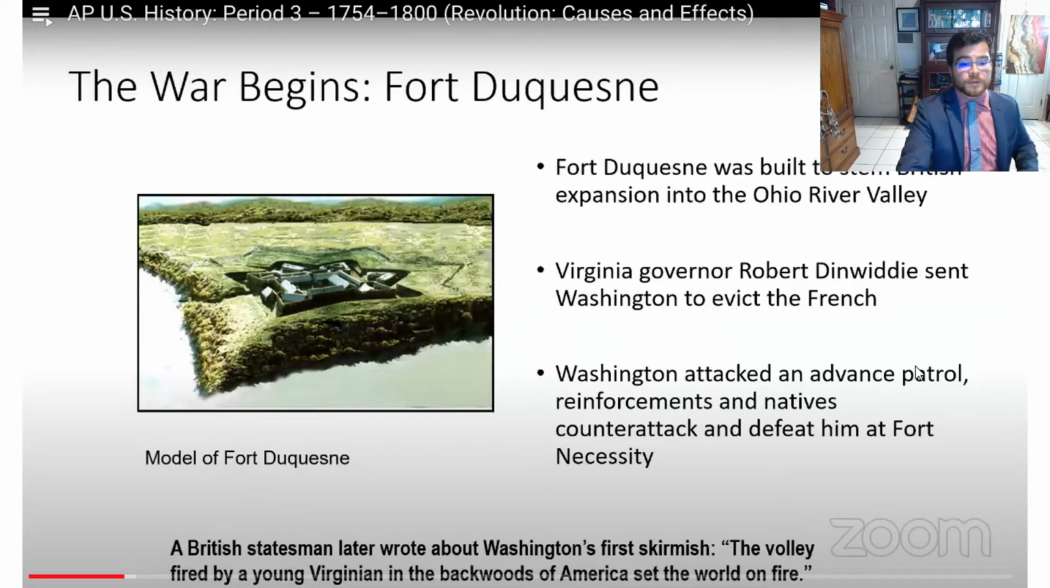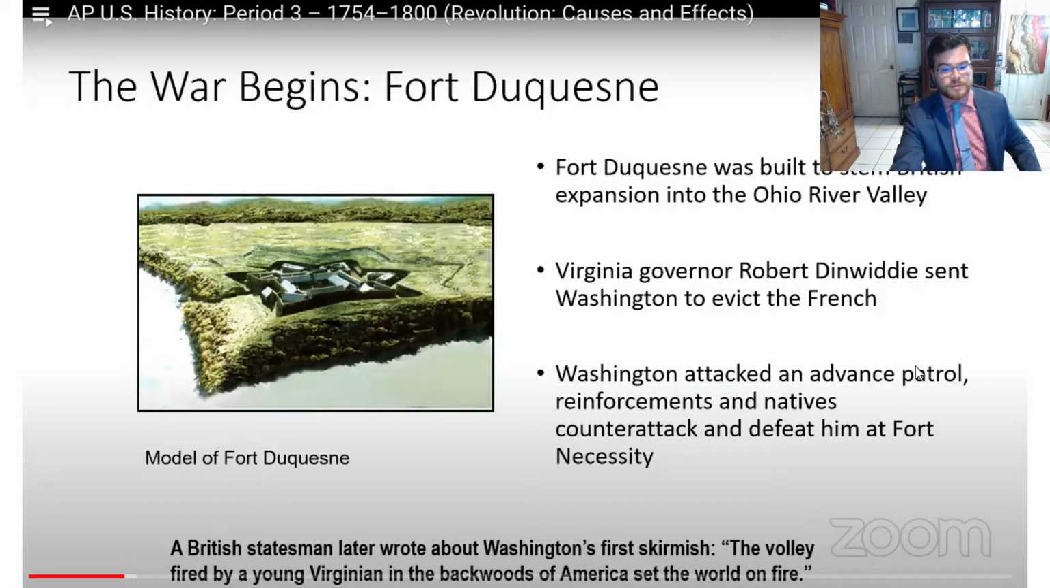All right, Fort Duquesne was built to stem British expansion of the Ohio River Valley, right? So Britain is eyeballing the Ohio River Valley. It's just primo real estate. Okay, Virginia Governor Robert Dinwiddie sent Washington to evict the French. Okay, so Washington is getting his origins, guys. He's getting his experience points, and he's leveling up.